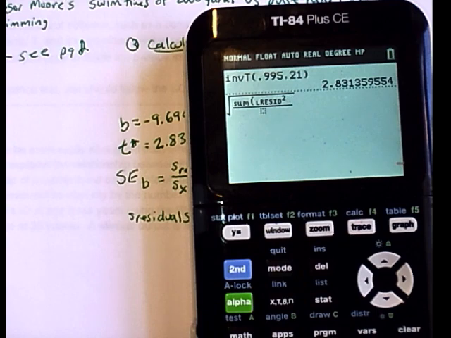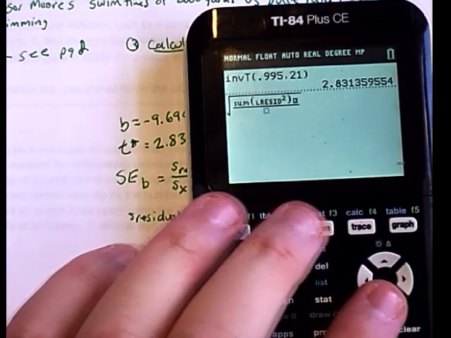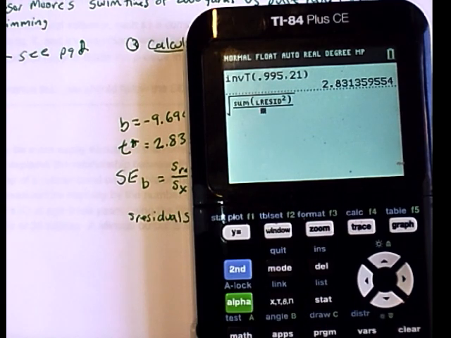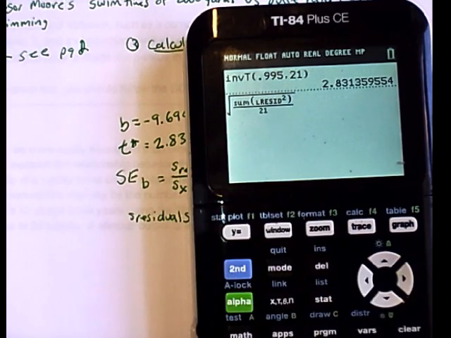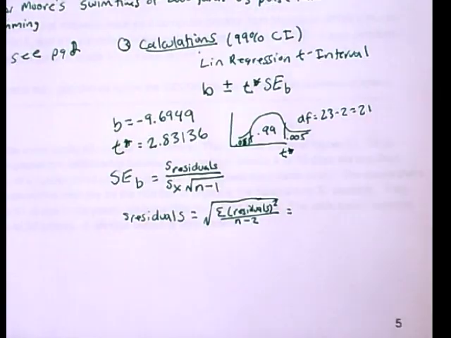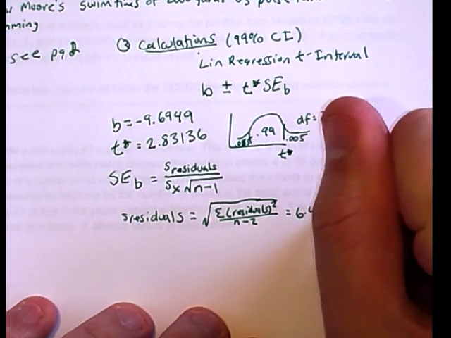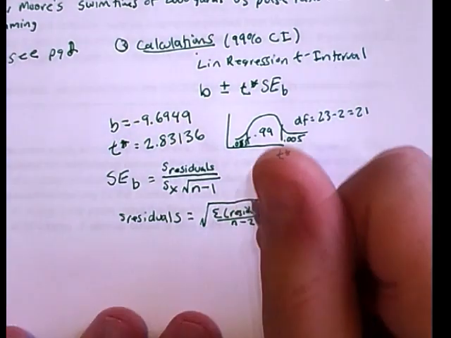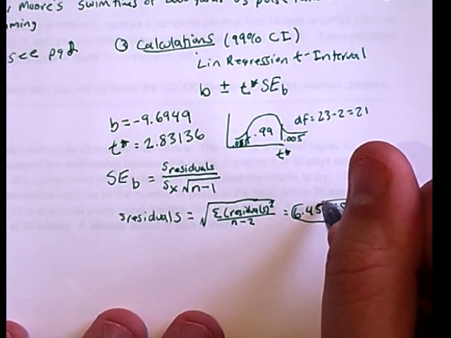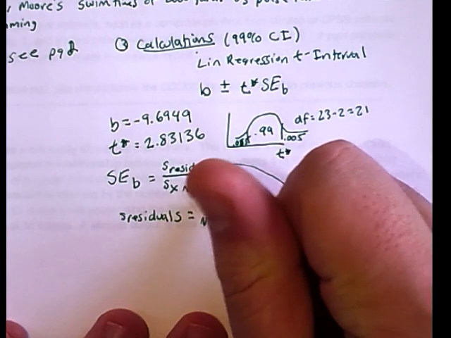But before I sum them, I want to square them. Because if I were to square after I sum, I already know the sum of all the residuals is 0. So I want to square first to make them all positive. And what are we going to divide by there? We're going to divide by n minus 2, so we're going to divide by 21. Okay. So 6.45505. So now I can take this number and I can plug it back into there.